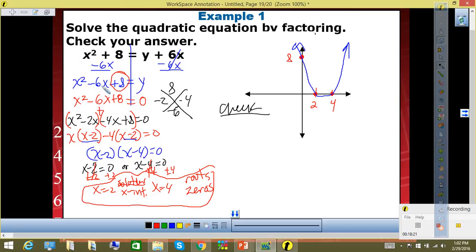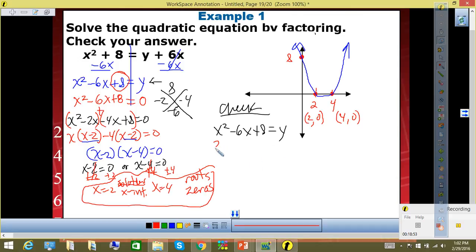Let's check. For the check, let's use this equation. Look up the second one once it's solved for y. So we have x squared minus 6x plus 8 equals y. Which were our solutions, we said? 2 and 4. So I'm going to check to see if 2 is a solution. I need the point, which is 2, 0. And I'm also going to check if 4 is a solution. What is that point? 4, 0.